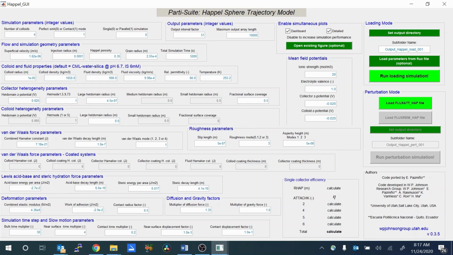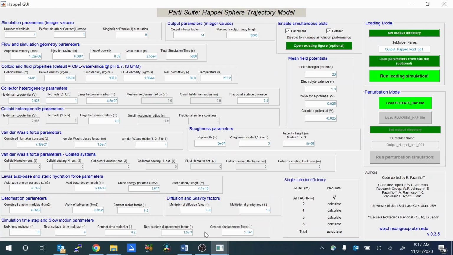2019, if you're interested. And then the Lewis acid base, steric, and deformation parameters all correspond to polystyrene latex interacting with glass across water. Those are all explained in Van Ness et al. 2019, if you're interested. I'm going to use a bulk time multiplier of about 30, a near surface time multiplier of 4, and a contact time multiplier of 0.2.